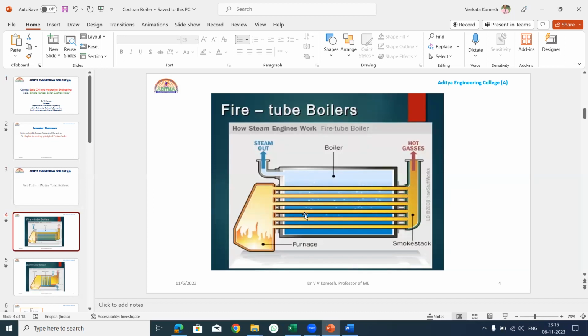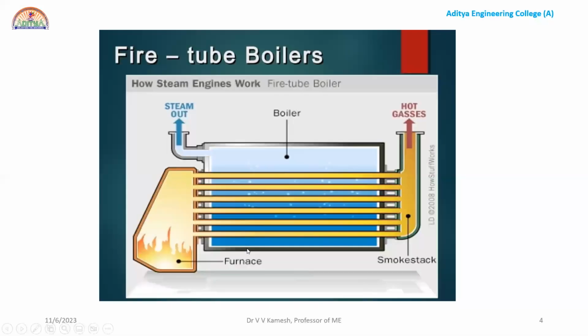Just like on the screen, whatever you are seeing, there is some shell, and the furnace will be here. From this furnace, the gases will go along the tubes and go out. The hot gases go out through some chimney. In between, these tubes are surrounded with water, and the water gets heated and is converted into steam. Water will enter the shell on one side and the steam will go out through another tube. Okay. So this is called a fire tube.